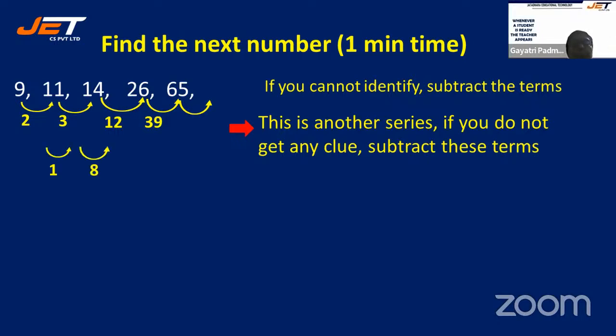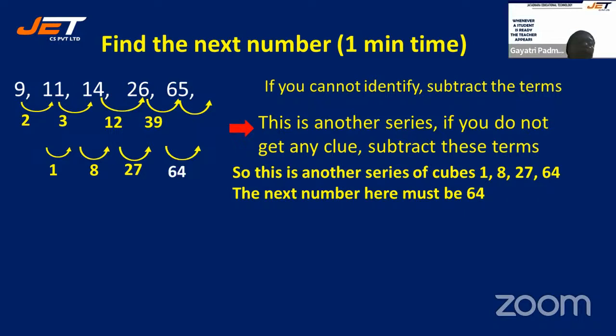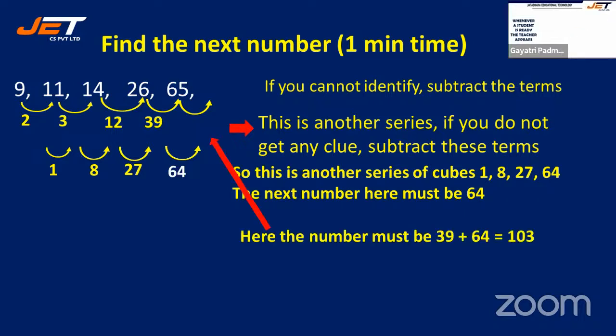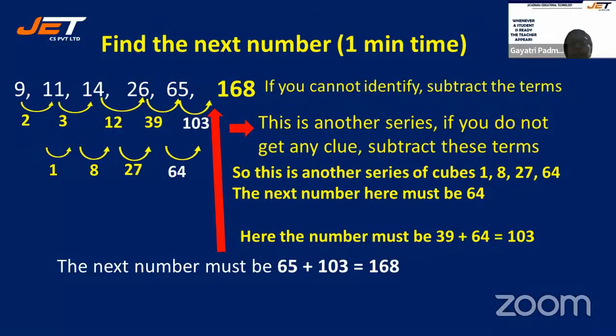3 minus 2 is 1. 12 minus 3 is 8. 39 minus 12 is 27. So this is in cubes, isn't it? 1 cube, 2 cube, 3 cube. So the next must be 4 cube, which is 64. So 39 must be added to 64 to get 103. So 65 must be added to 103 to get the next number, which is 168. Right? So this must be the easiest one that we can find out the next terms.